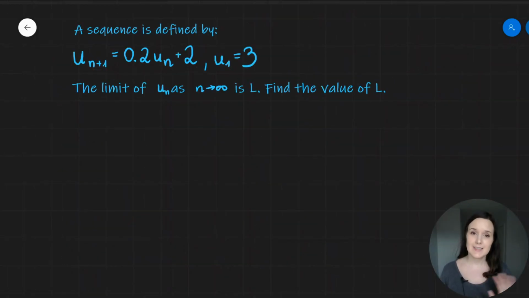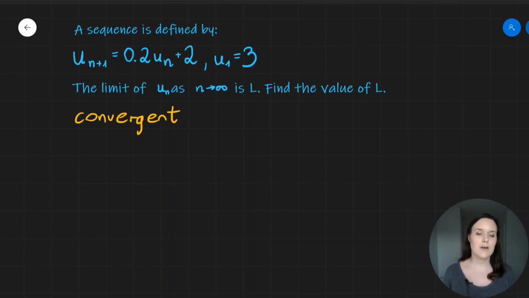Let's take a look at the last example for today. A sequence is defined by u(n+1) is 0.2 times un plus 2, and the first term is 3. The limit of un as n tends to infinity is L. Find the value of L. Okay, so we know that it is a convergent sequence because it was given that there is a limit L. And now there is a question what the limit is. Let's try to list the terms to understand it better. The first term is 3.